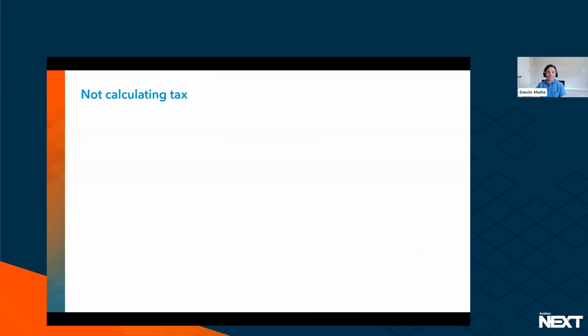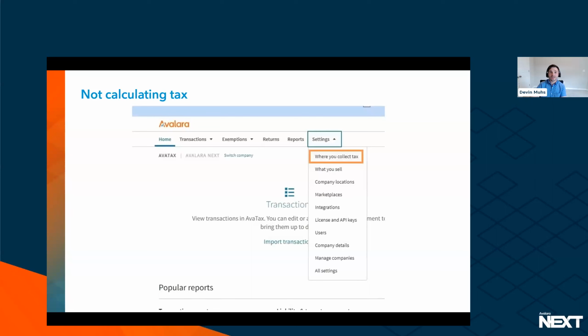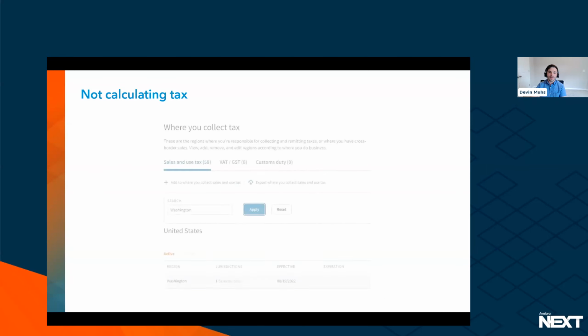One common reason for no tax being calculated is related to where you're set up to collect tax. We can check this from the AvaTax UI by navigating to Settings and then Where You Collect Tax. This page will show you where you are currently set up to collect tax in AvaTax. If you haven't added the relevant jurisdiction from the transaction, or the date of the transaction occurs before the effective date indicated here, this can result in no tax being returned.